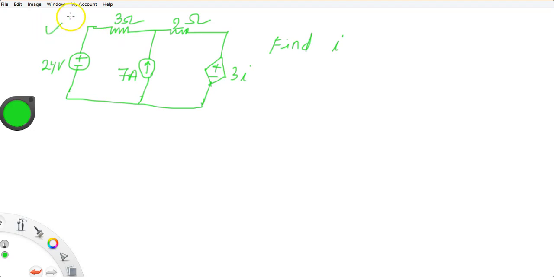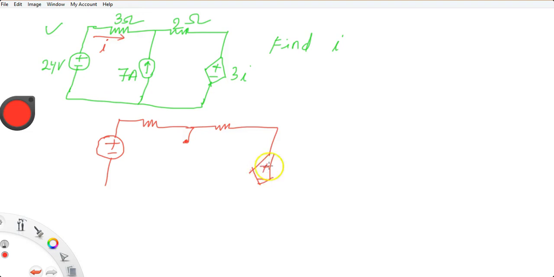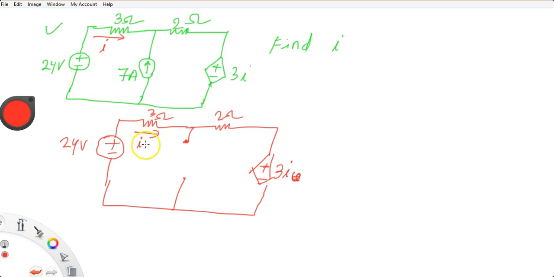Consider this example. Here we have 2 independent sources and 1 dependent source. You will not disturb the dependent source. You only have to consider the independent sources separately, like the 24 volt and the 7 ampere source. So first we will consider the 24 volt source alone. Because the ideal current source will be open.